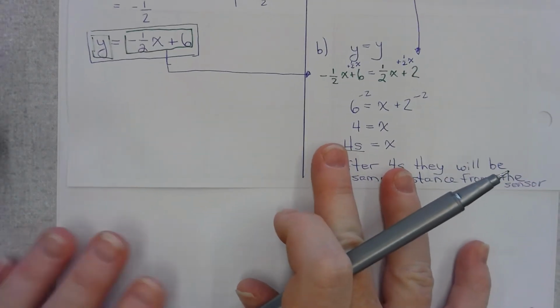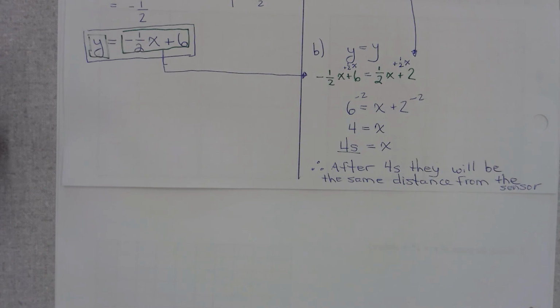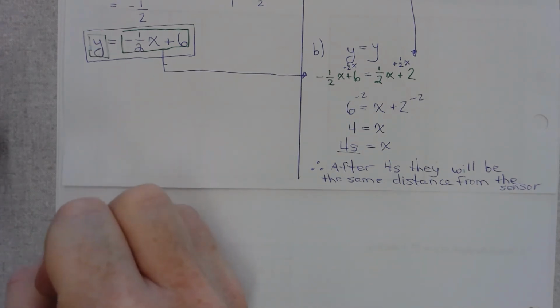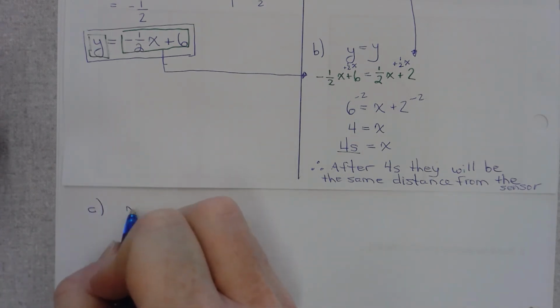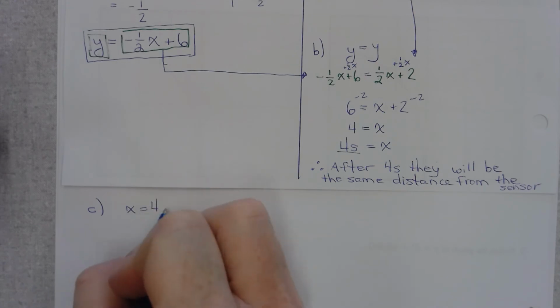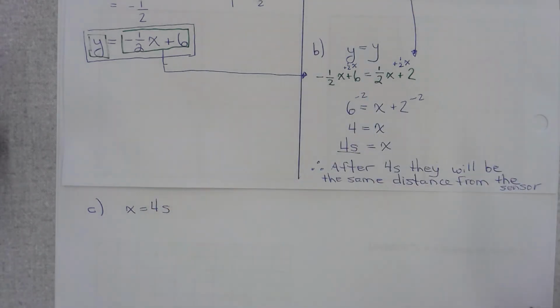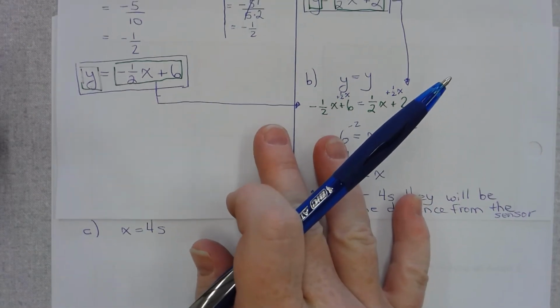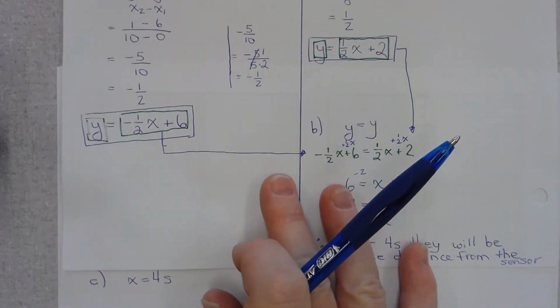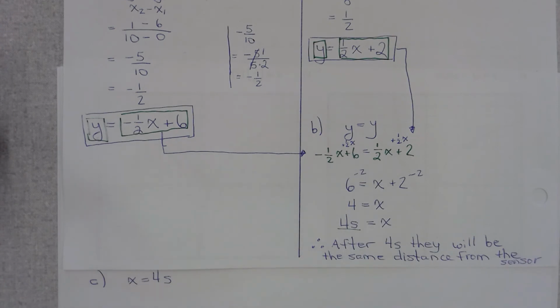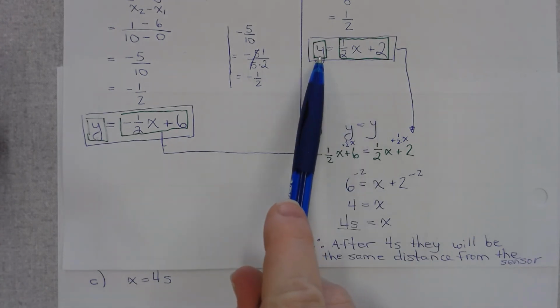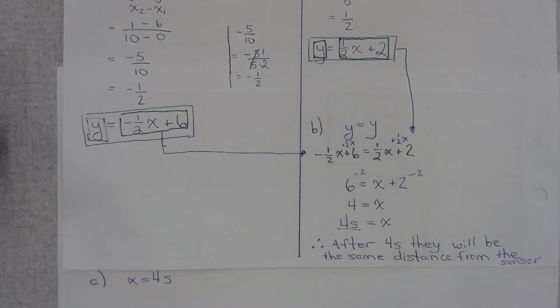I'm just going to go ahead and move this up here, and now I'm going to do C. So I know that x is equal to 4 seconds, and I know that y is my distance, so I can use either one of these equations. It doesn't actually matter which one. So I can use this equation to find y, or I can use this equation to find y. Because remember, my y's are equal. So whichever one I use, I'm going to get the exact same answer.